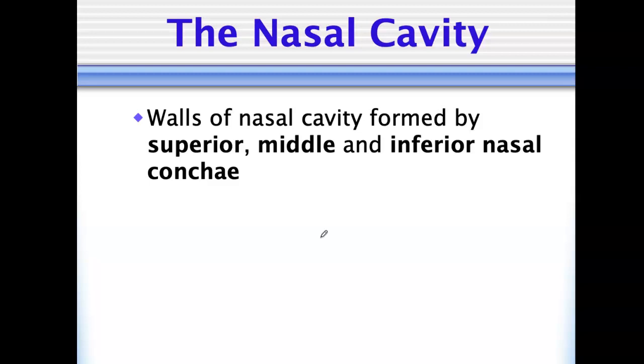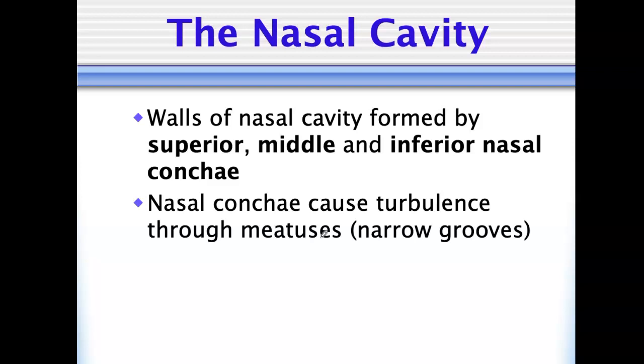The nasal cavity itself is formed by the superior, middle, and inferior nasal conchae that we saw already when you looked at the skull, which is so great. And remember what they do? Those conchae are there because they create turbulence when air comes in. They sort of crash along those walls and go in every direction. And the purpose of that is that it takes longer in this cavity, and then it's able to warm it up and humidify it before it enters the trachea.